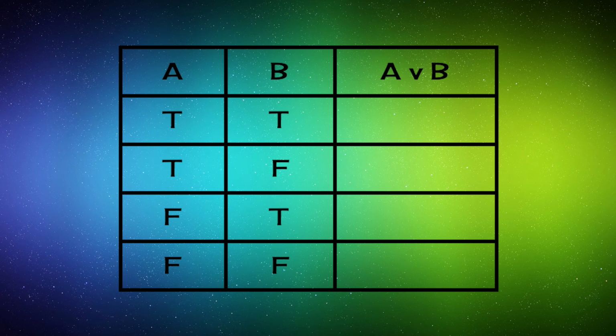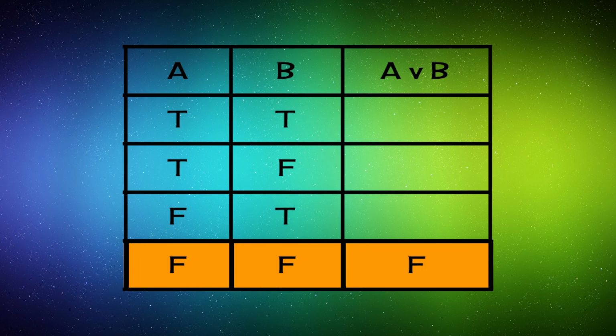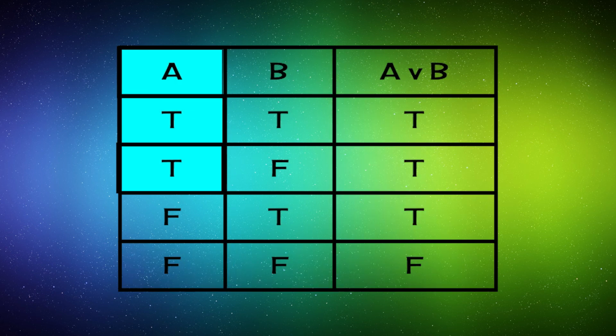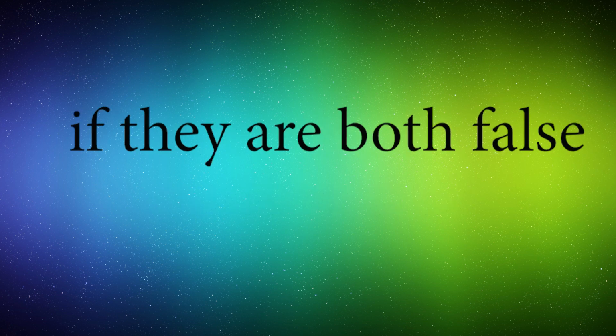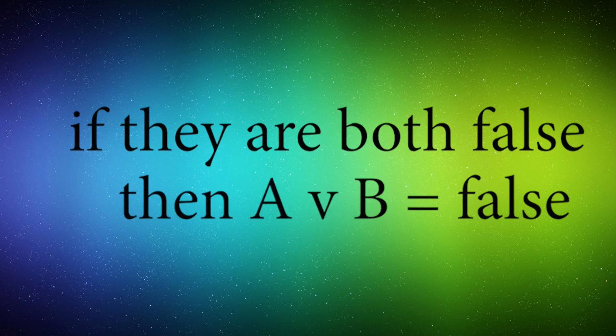We're going to look if there's any row where both A and B are false. And indeed, our last row, both A and B are false. So we're going to make our A or B false. The remaining rows are going to be true because at least A or B is true once in each of those. So the rule for a disjunctive table is that one or the other must be true. If they are both false, then the A or B is going to be false.